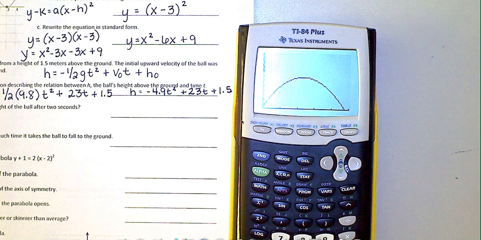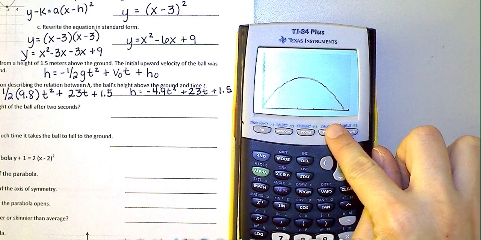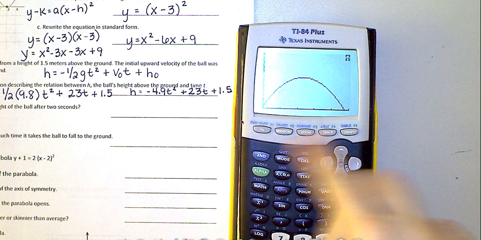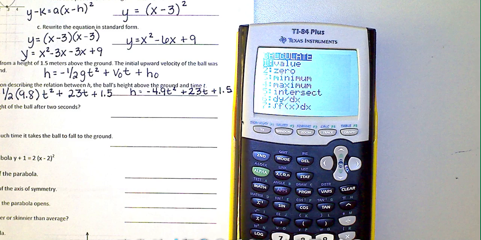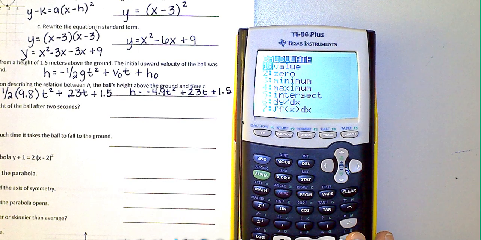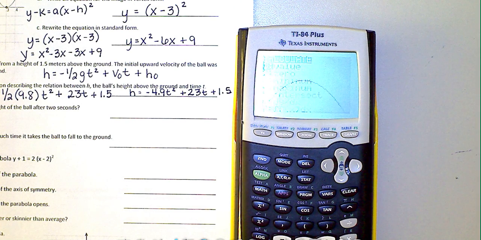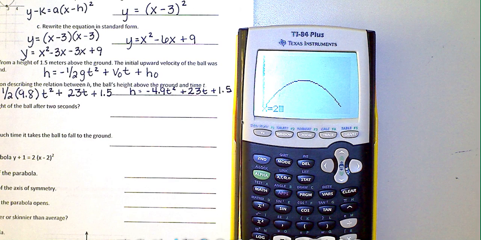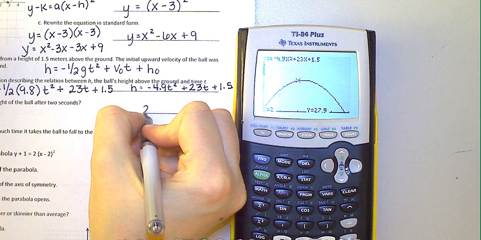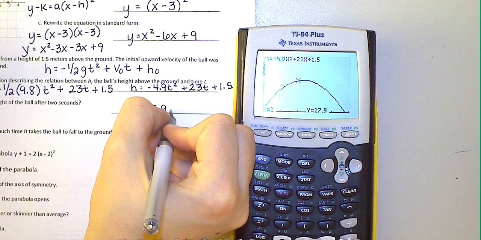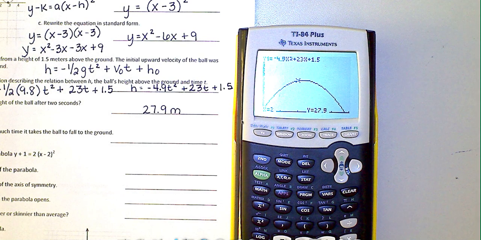If I want to ask my calculator the height of the ball after 2 seconds, I'm going to go into that calc menu. So I'm going to hit second and trace. And I would recommend with these problems, if you're stuck, go to this calc menu, because just about everything you need is in there. And you can probably look at it and kind of figure out which option you need to use. Okay, I want to calculate the value. So I'm going to choose number 1 when x equals 2 for 2 seconds. And it tells me that at 2 seconds, I'm 27.9 meters off the ground. Okay, so my answer here would be 27.9 meters. That should be the exact same thing you get if you would plug 2 in for t.